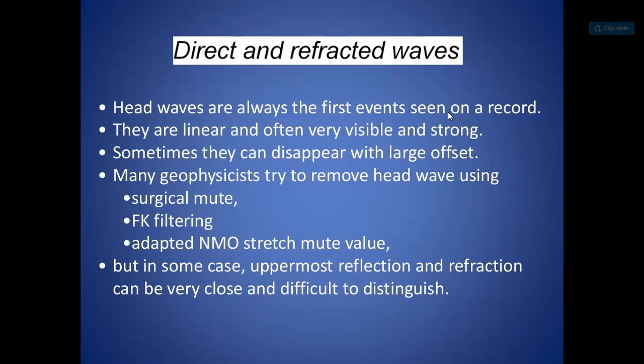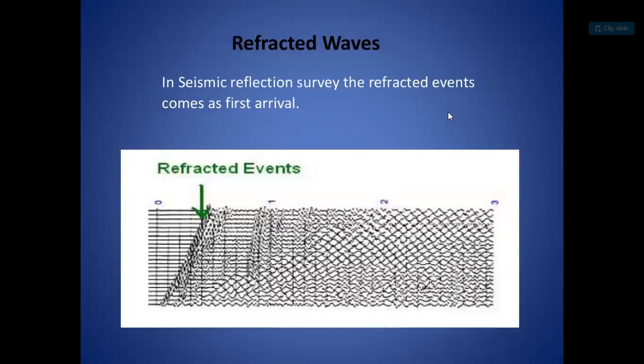Head waves are always the first event seen on a record. They are linear and often very visible and strong. Sometimes they can disappear with large offset. Many geophysicists try to remove head waves using surgical FK filtering, adapted NMO stretch mute values. But in some cases, the uppermost reflection or refraction can be very close and difficult to distinguish.